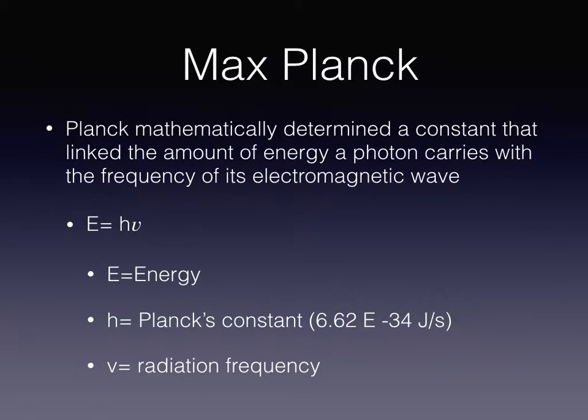So, this first began with Max Planck, and Max Planck mathematically determined a constant that linked the amount of energy a photon carries with the frequency of its electromagnetic wave. The equation that he derived was E equals h times v. E is the energy, h is Planck's constant, which is 6.62 times 10 to the negative 34 joule-seconds, and v is radiation frequency.